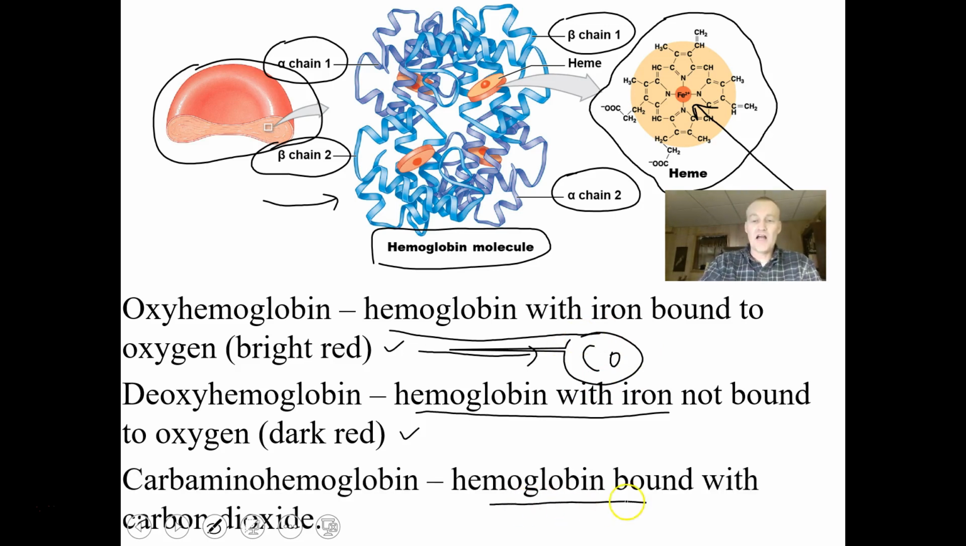So when hemoglobin is bound with carbon dioxide, it's going to form a molecule called carbaminohemoglobin. We'll talk about oxyhemoglobin and carbaminohemoglobin when we do the respiratory system.